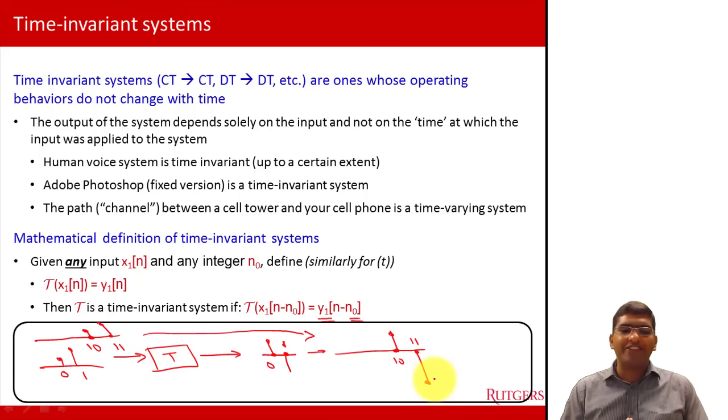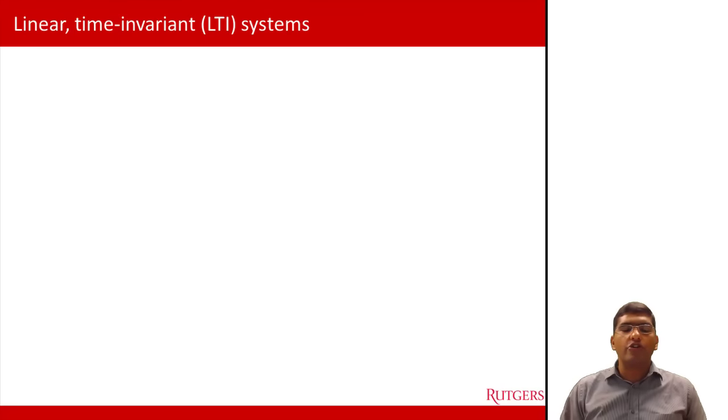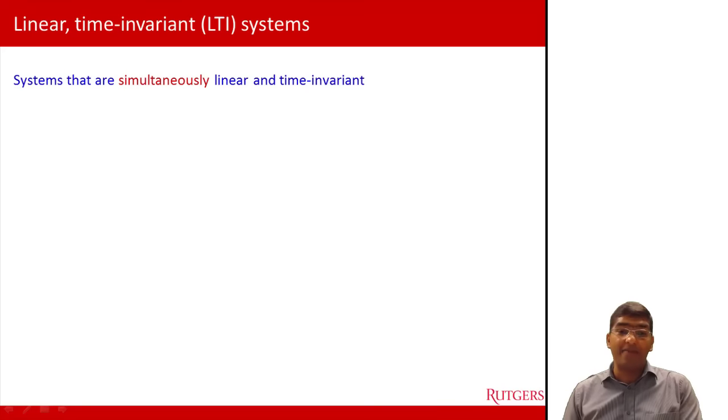The behavior of the system does not change with time. That's all a time invariant system does. So what is then a linear time invariant, or LTI system as we will frequently call it? These are systems that are simultaneously linear and time invariant, which means they have to simultaneously satisfy both the mathematical conditions that we talked about. They satisfy the principle of superposition, and if you apply the input at a later point, they generate the same output only at a later point in time. Their behavior does not change with time.